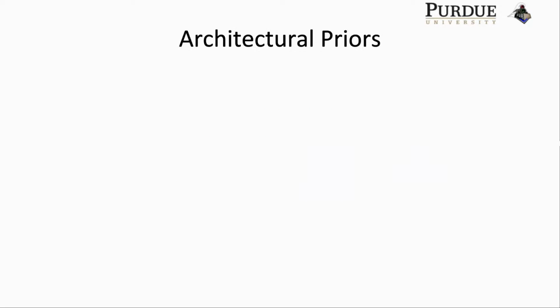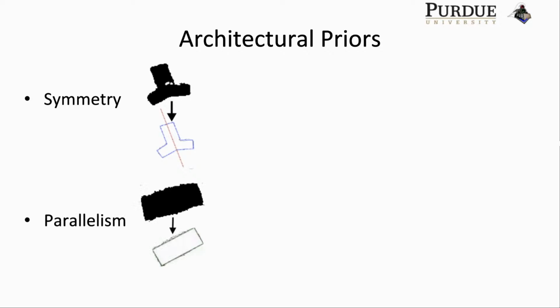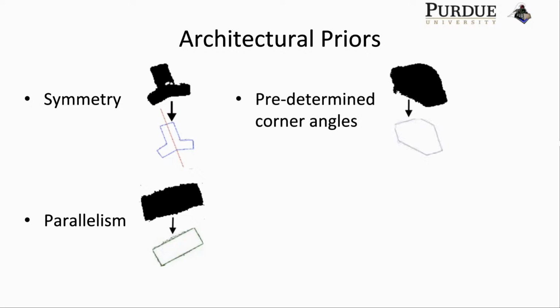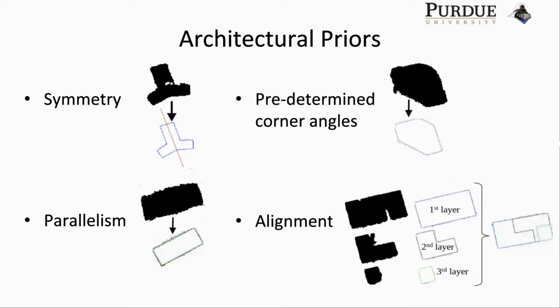From observation 1, we define an extensible set of architectural priors consisting of symmetry, in which parts of a building are reflected across a discovered axis, parallelism, where multiple walls appear at the same angle, predetermined corners, where walls meet at a set of standard angles such as 90 degrees, 135 degrees, etc., and alignment, where nearby walls on the same or different levels are aligned with each other.